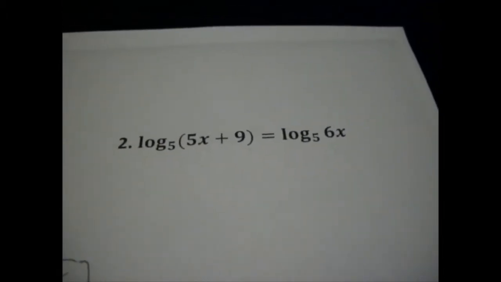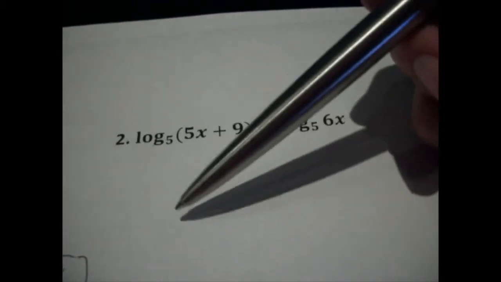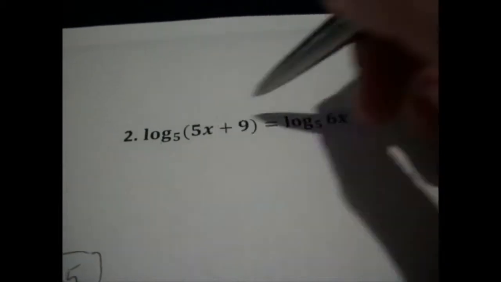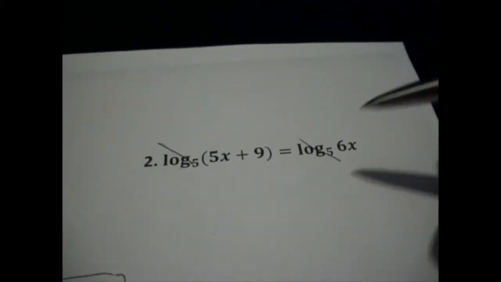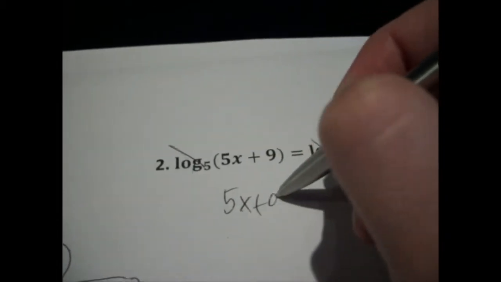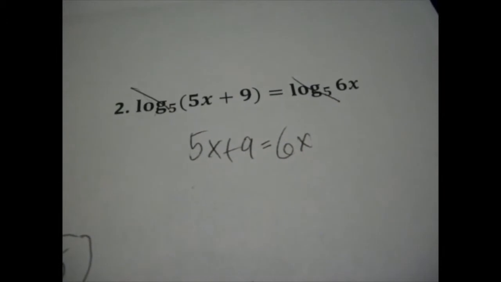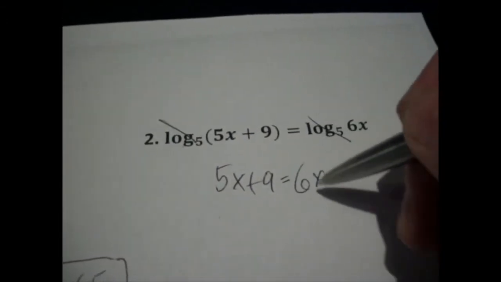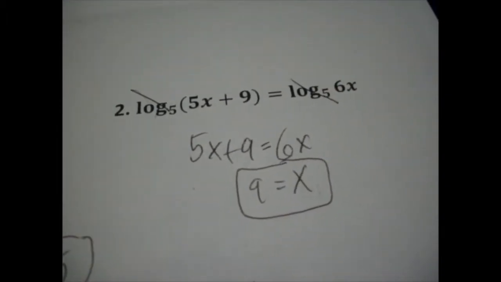Slightly different type of problem. These are actually super easy too. If you have a log with a base and a log with a base, as long as that base is the same and they're on opposite sides like this, I can cross that part out and just be left with the inside, 6x. Now I'm going to subtract 5x over here. 6x minus 5x is just x, so x equals 9.